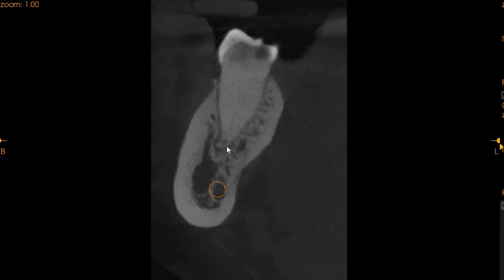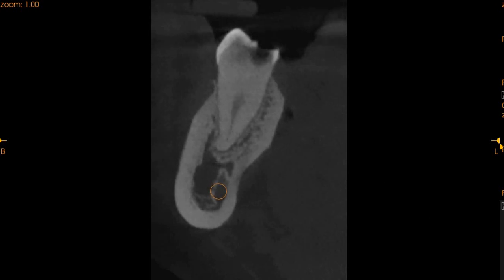We don't see any radiolucencies or any pathologies. If this is something that you see on the periapical, you can see that this radiolucency is canal. This is basically trabecular pattern of the bone. It has nothing to do with this particular tooth or its apex.